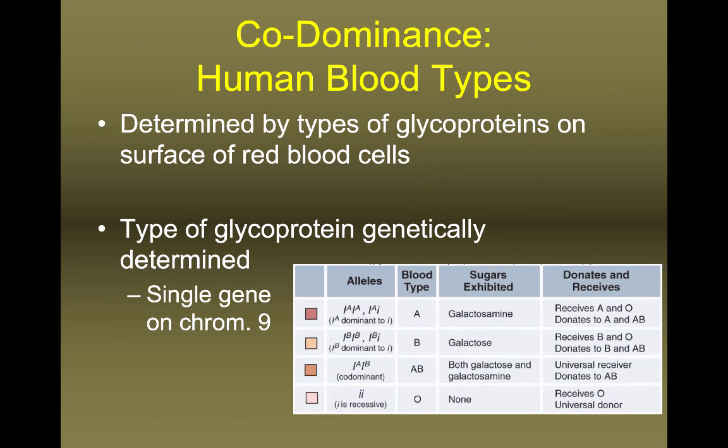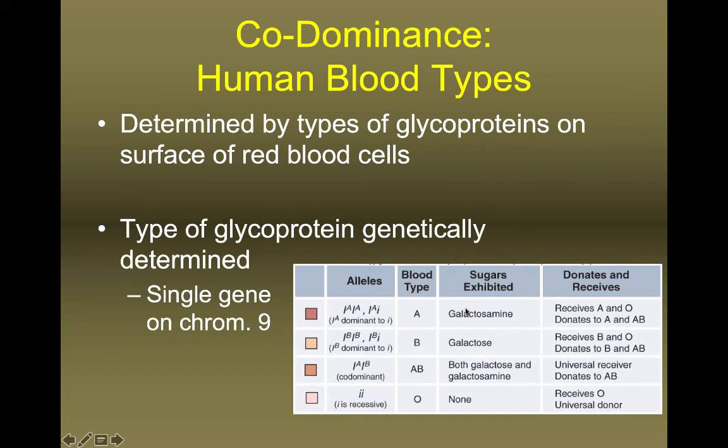In terms of the different genotypes you can have as an individual, if we look at this table here, this genotype means you inherited A alleles from both parents. This genotype means you got an A allele from one parent and an O allele, little i is the O allele, from the other parent. So in both cases, whether you're homozygous for A or heterozygous for A and O, you're going to have type A blood.